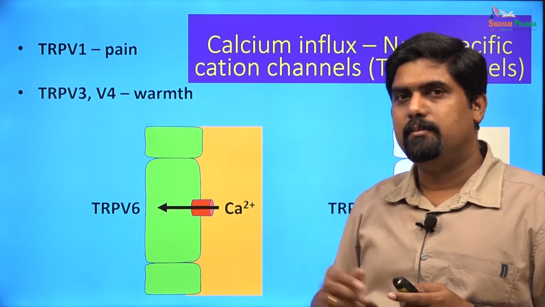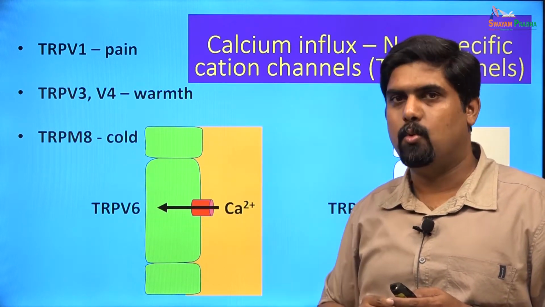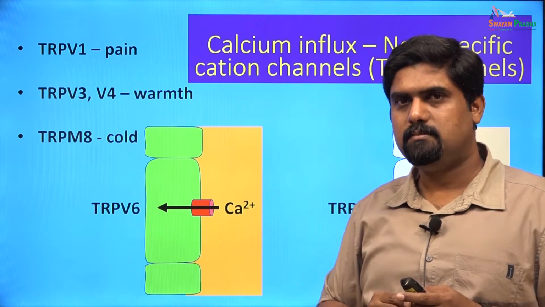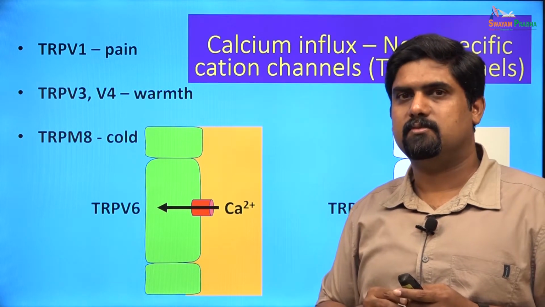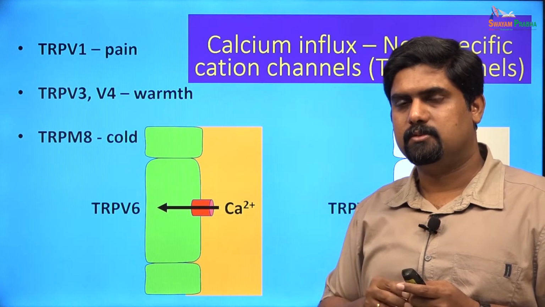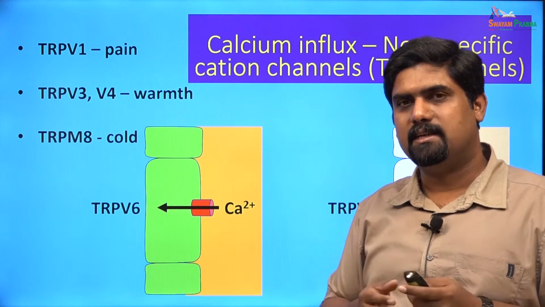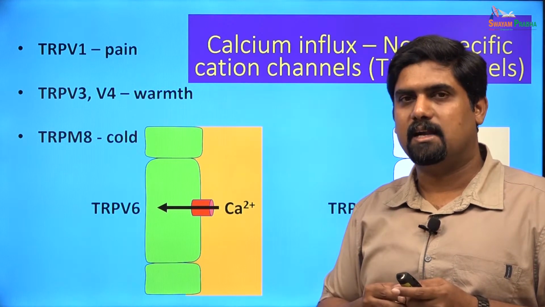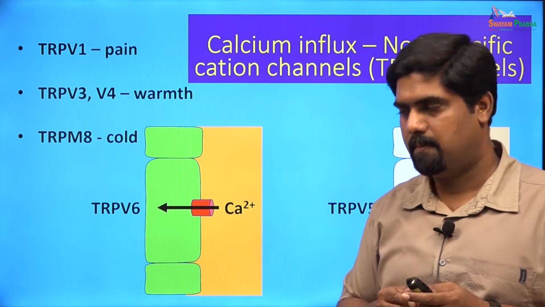TRPV3 and V4 mediate the sensation of warmth. TRPM8 mediates the sensation of cold. Now these TRP channels were discovered in Drosophila, the common fruit fly. These channels were present in the photoreceptors of Drosophila, and whenever light was shone on these photoreceptors, these channels opened and produced a transient change in the receptor potential of these photoreceptors. That is why they are known as transient receptor potential channels, or the TRP channels.